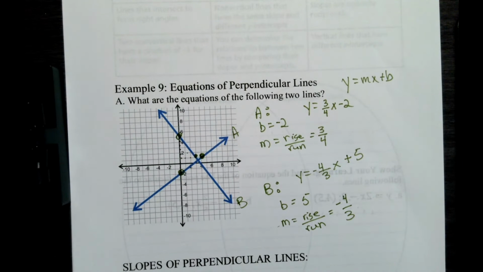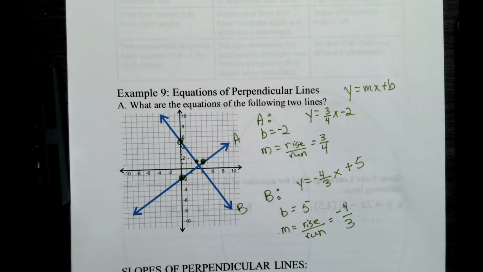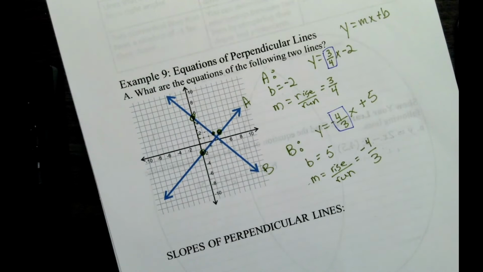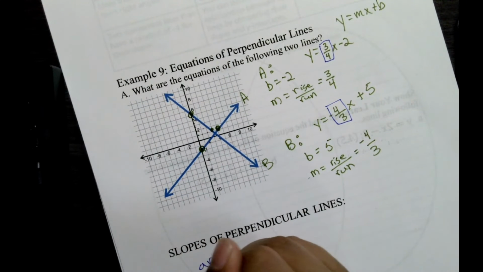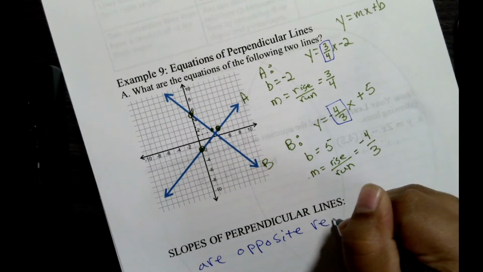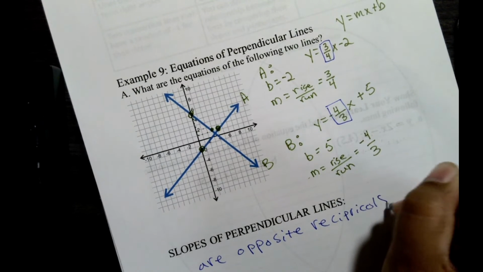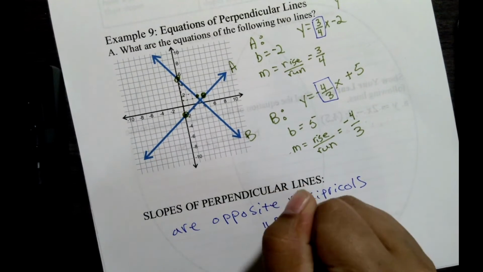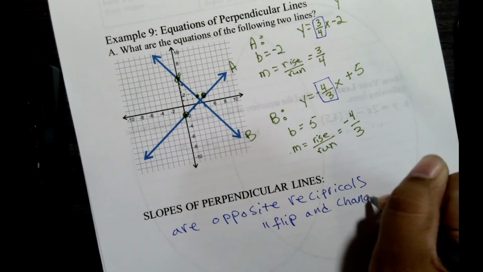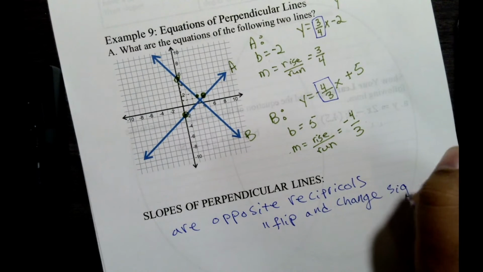So let's take a look at our slopes. And what do we notice about them? The slopes of perpendicular lines are what we call opposite reciprocals. We call this flip and change. So it flips it. If it's a fraction, it flips it upside down and it changes the sign. This one's positive, that one's negative.